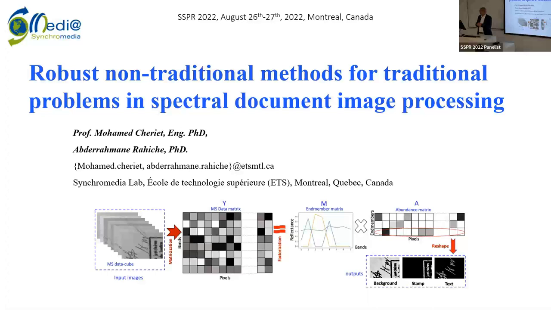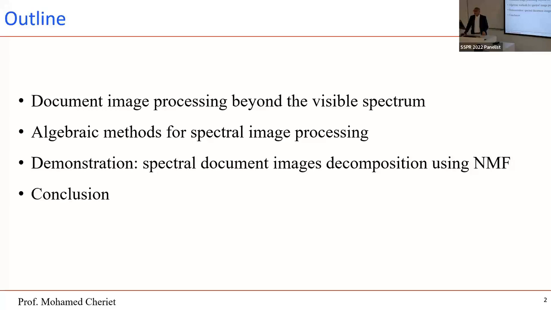So the talk is organized as follows. First, I will introduce document image processing beyond the visible spectrum, the need for the invisible domain to enrich our field with new and rich information. And we borrow what we call algebraic methods for spectral image processing, which are more suited to our problem. You will see how elegant and simple they are to use when you have such rich information. Then we go through a demonstration to showcase this modeling through the work of Dr. Rahesh, who just recently graduated and did some great and very interesting work on what we call NMF, non-negative matrix factorization. This is the spirit of the talk.